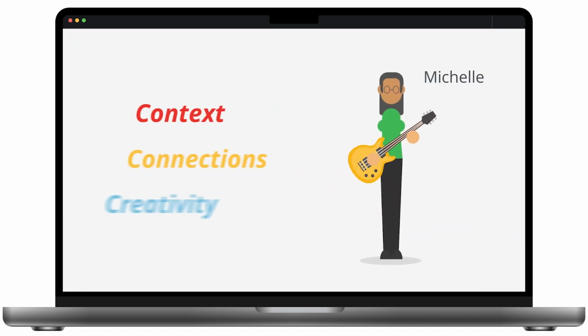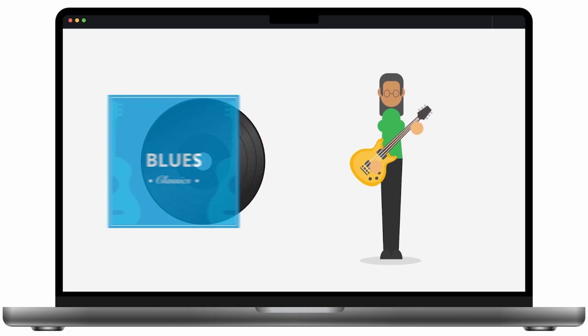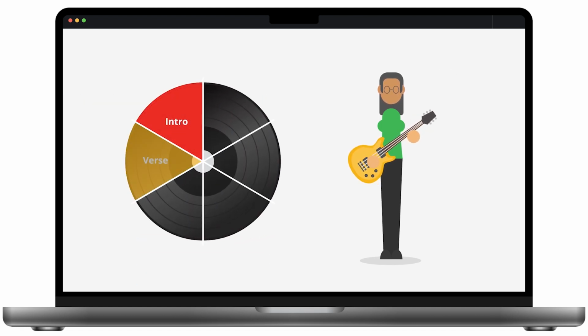Michelle decides to take what we call the 3C approach. She picks one of her favorite songs and breaks it down to intro, verse, chorus, bridge, solo, and outro.